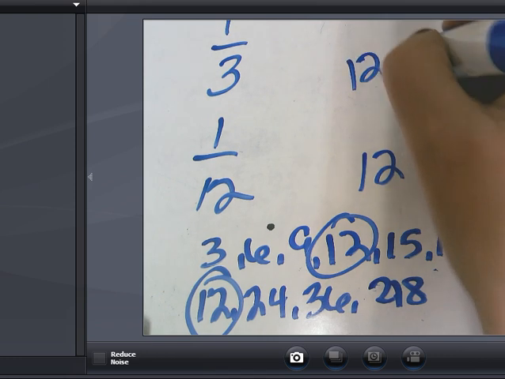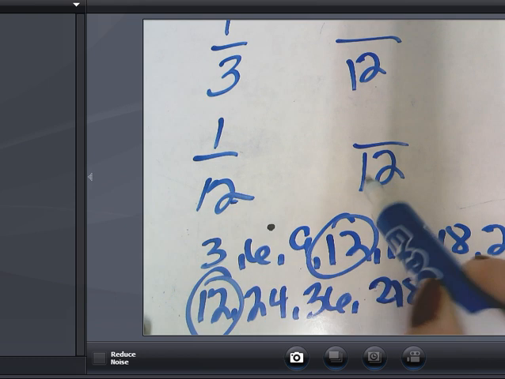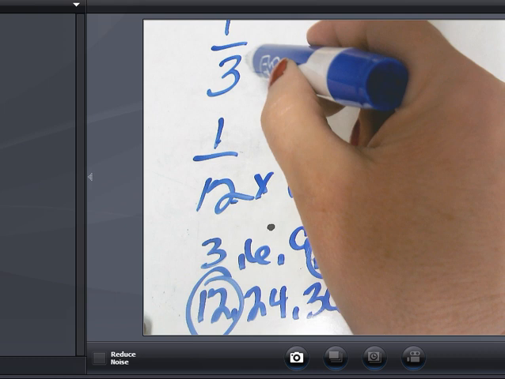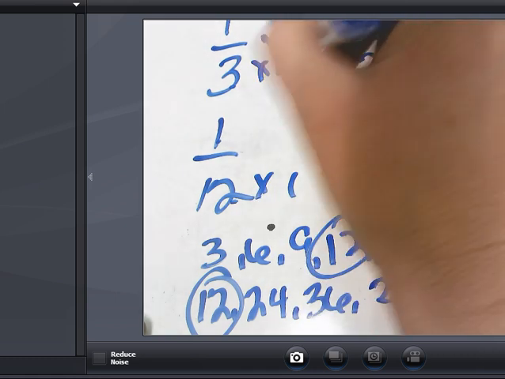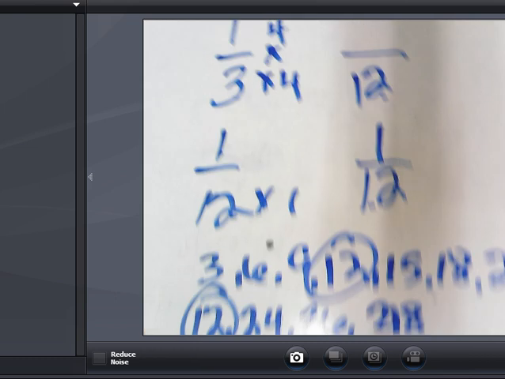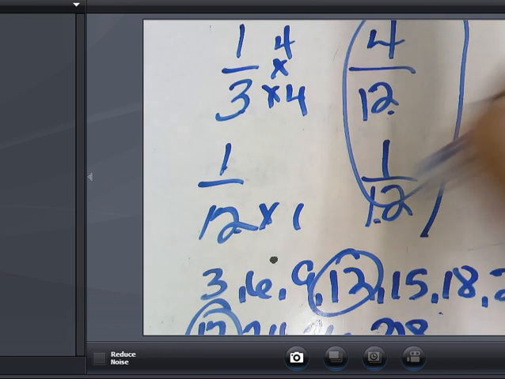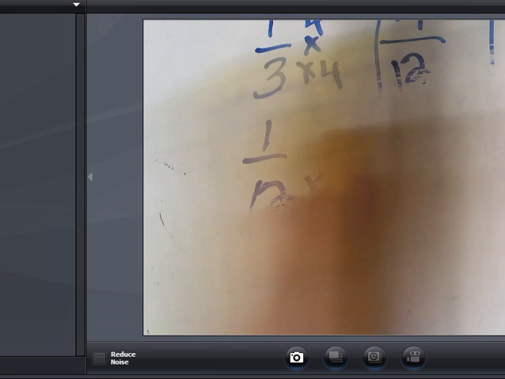So I put a 12 on each side of these guys, and how did I get from 12 to 12? Well, I took it times 1, so 1 times 1 is 1. But how did I get from 3 to 12? I took it times 4. I have to do the same thing to my numerator here, and I get 4 12s. Now I have a common denominator between those two.